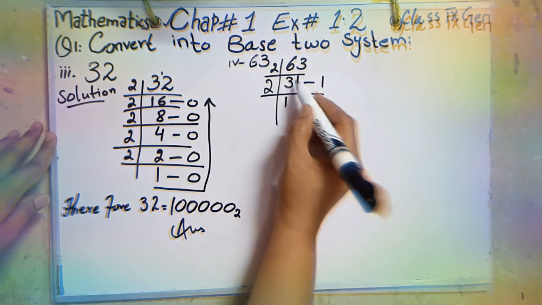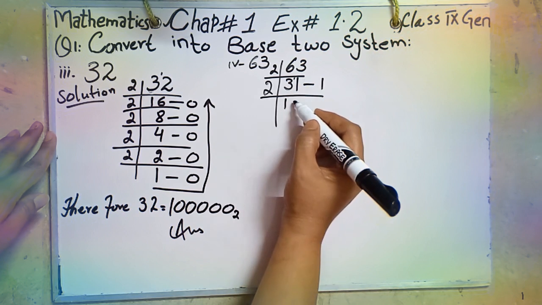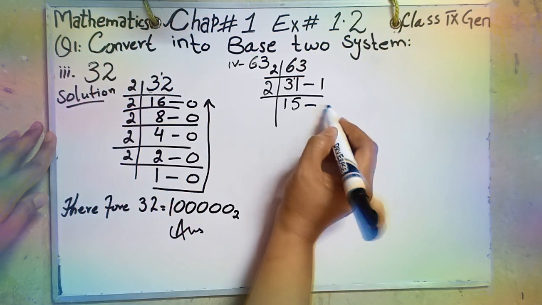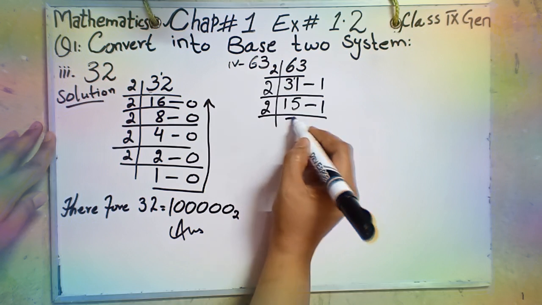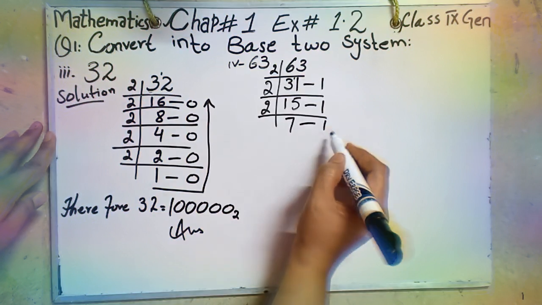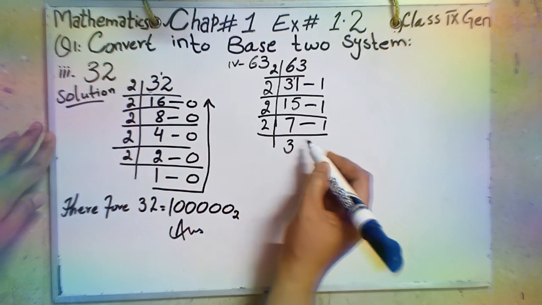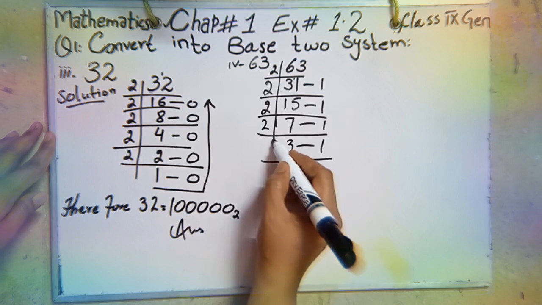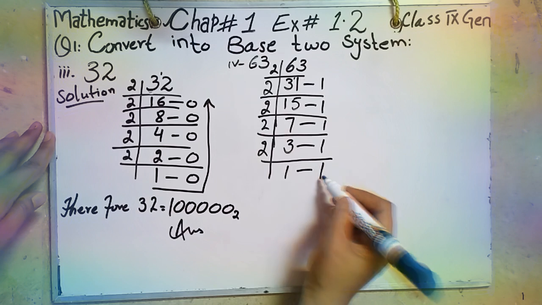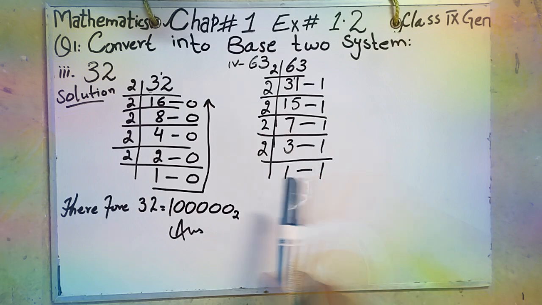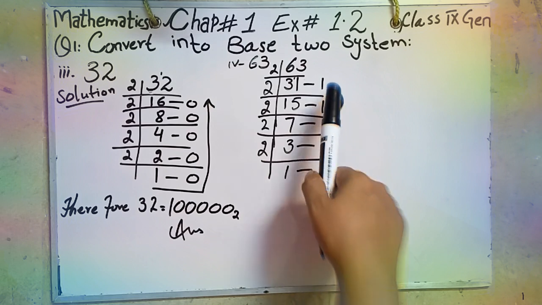2 ones are 2, 1 is left. 2 fives are 10, 1 is left. 2 sevens are 14, 1 is left. 2 threes are 6, 1 is left. 2 ones are 2, 1 is left. 1 1 1 1 1 1.